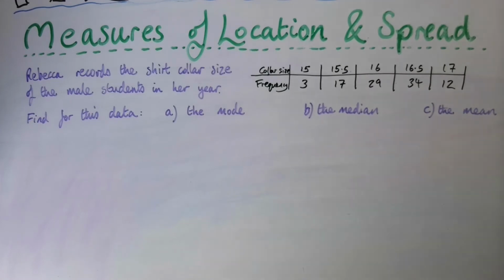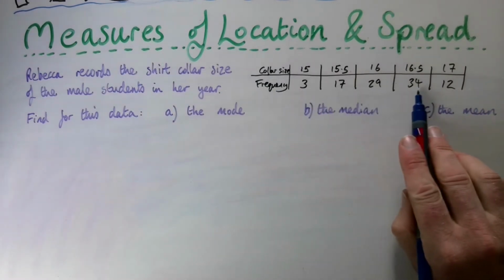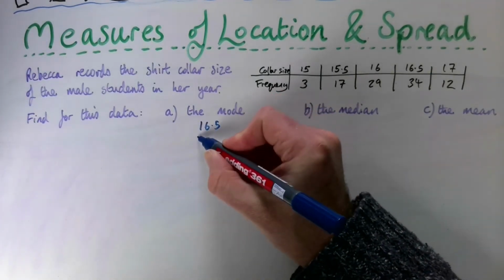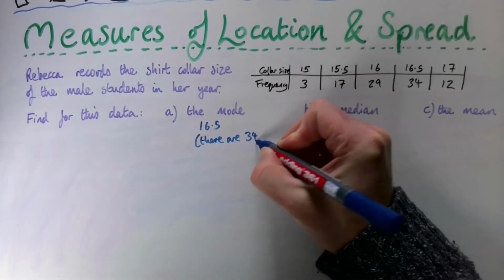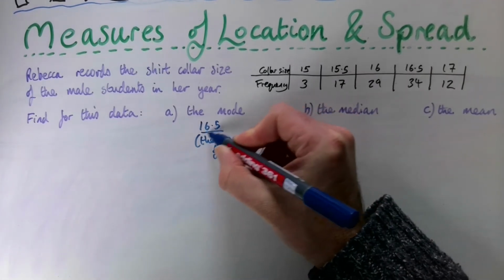Here's our second example. Rebecca's been recording shirt collar sizes, so you need to work out the mode, the median and the mean. Pause the video and give it a go. Right, so the mode is the easiest one there, isn't it? It's just the most frequent, the one that happens the most often. There are 34 16.5, so 16.5 because there are 34 of them, which is more than any of the others.